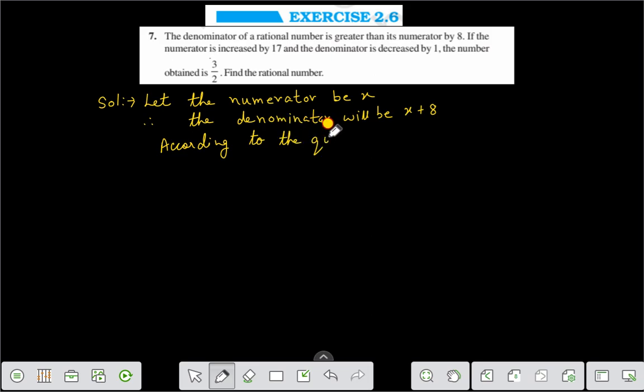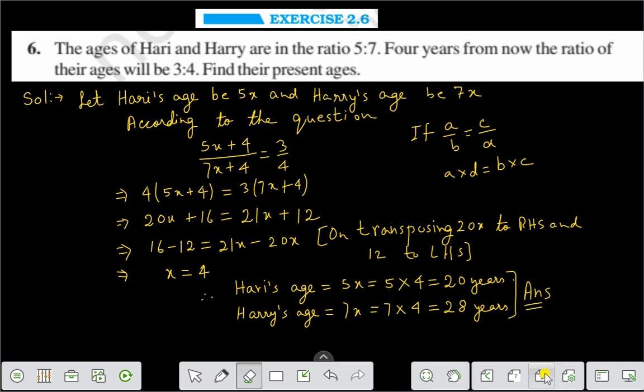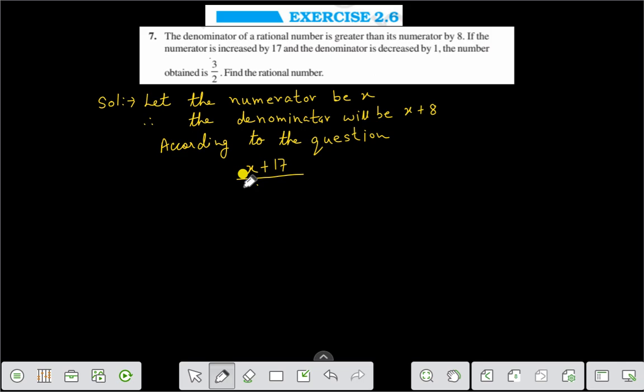According to the question, x plus 17 divided by x plus 8 minus 1 is equal to 3 by 2, or you can write here as x plus 17 divided by x plus 7 is equal to 3 by 2.